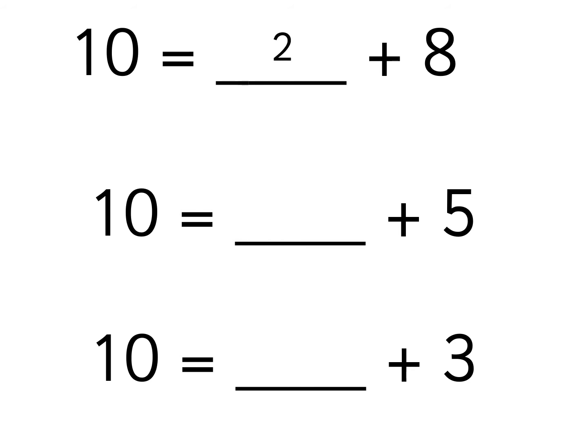10 equals something, add 5. So 5 and what makes 10? Well done if you said 5 and 5 makes 10. And last one, something and 3 makes 10. Well done. 10 equals 7, add 3.